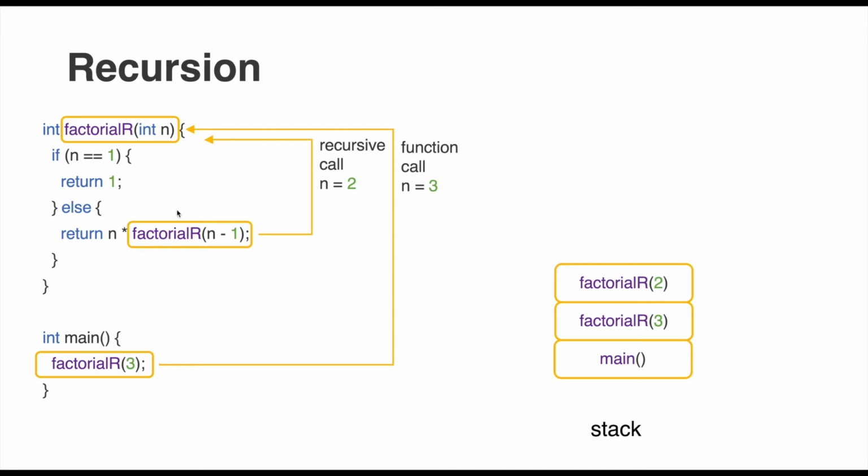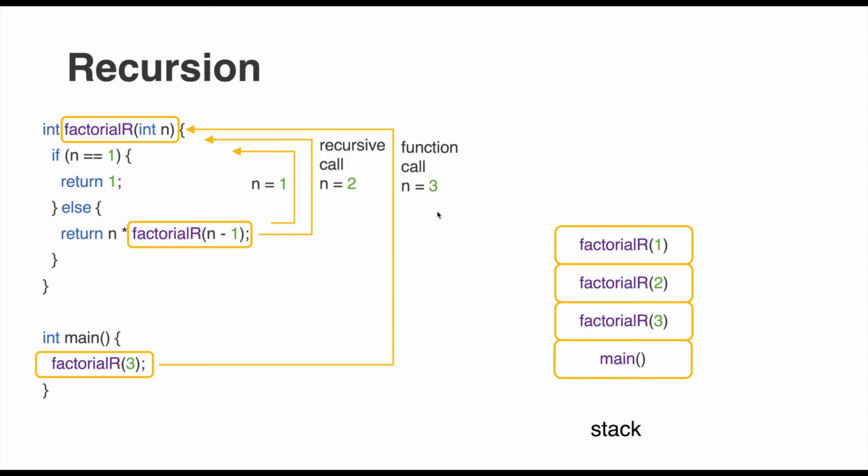And in this case, factorial r of n minus 1, 2 minus 1 being 1. So that function call gets put on the stack as factorial r of 1. N equals 1 is passed back to the function. We come through again with now n equals 1. N, in this if condition, is actually true because n does equal 1. 1 is returned. So we've reached our base condition.